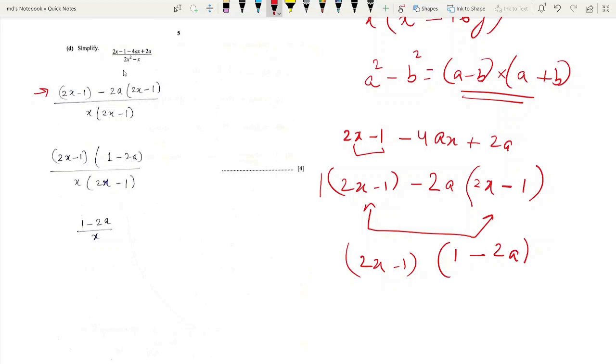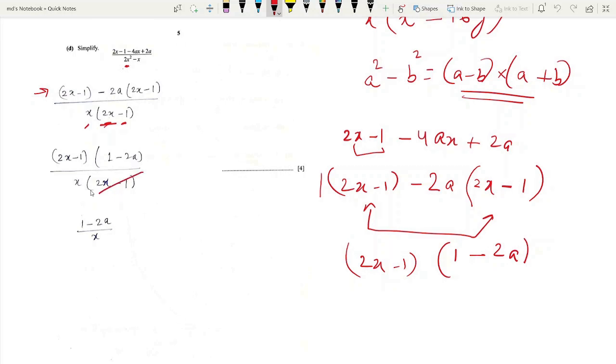And the denominator is very simple. This is 2x square minus x. x I have taken common. So out of 2x square, x is outside. So of course here you can get 2x, and x already you have taken common, so here you can get 1. So x times 2x minus 1. And numerator is 2x minus 1 times 1 minus 2a, and denominator is x times 2x minus 1.